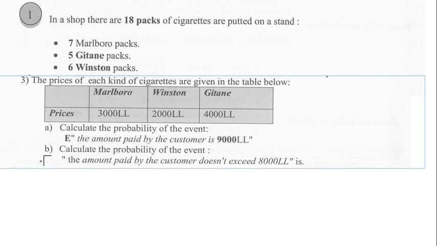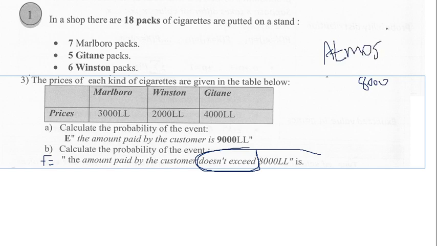Now let's move to the last part in this exercise. Let's name this event F. What does it tell us? F: the amount paid by the customer does not exceed 8000. Does not exceed, it's not that difficult a word. It means you are not allowed to go beyond 8000, you are allowed 8000. So 8000 is allowed, so you can pay 8000 or less. It's like saying at most, this is the maximum. You can pay 8000 or below.